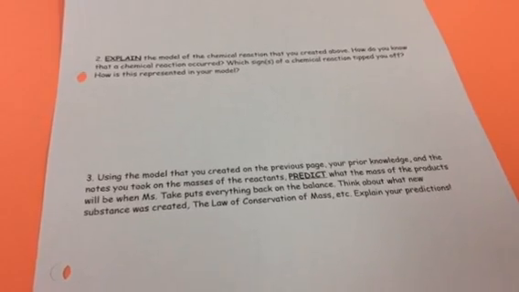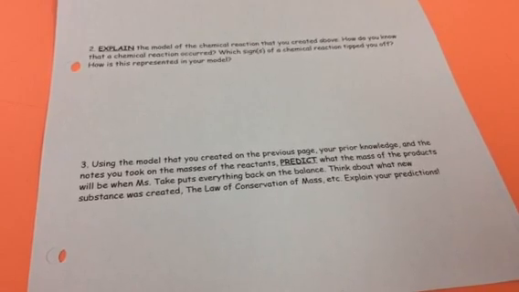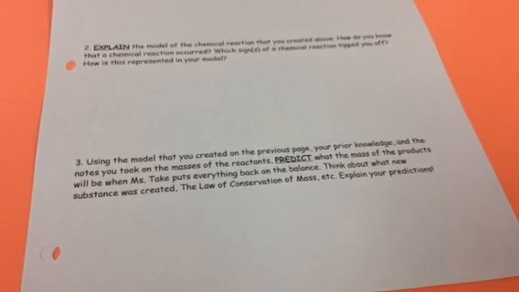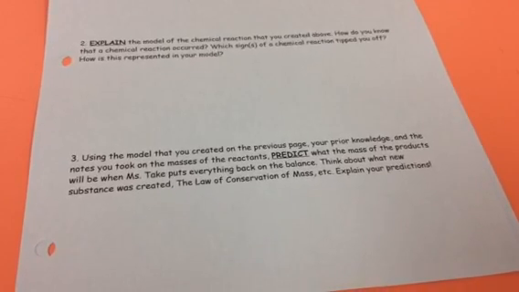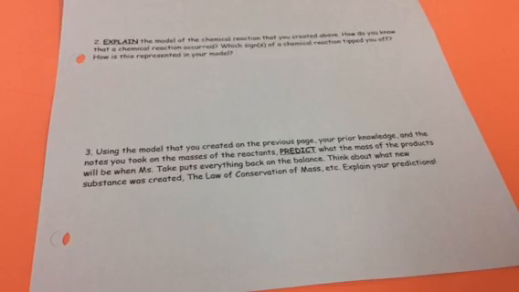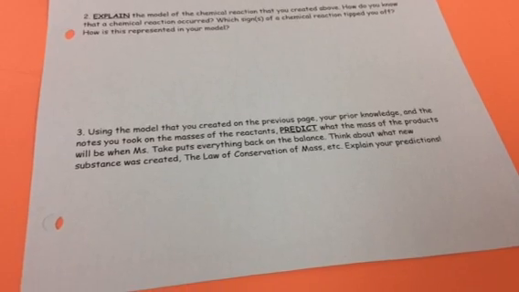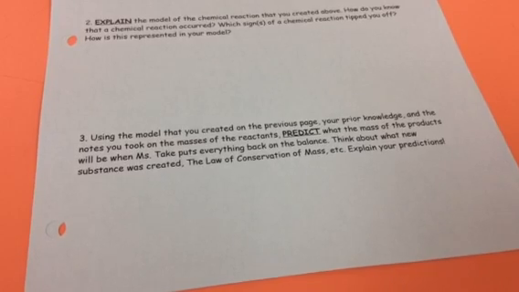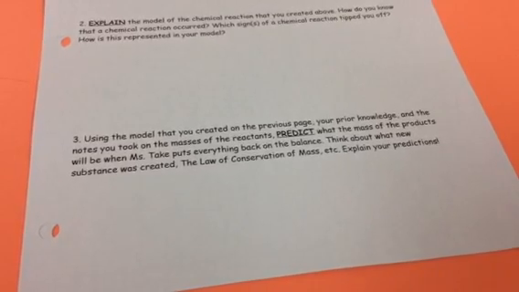Question number 3 says, using the model you just created, your prior knowledge, and the notes you took on the masses of the reactants, you need to predict what the mass of the products will be when I put everything back on the balance. Think about what was created, what the law of conservation of mass says, and be sure to explain your prediction. Remember, yesterday we talked about the fact that predict means you got to make a guess, but we're not just picking a number out of thin air. You're using what the law of conservation of mass says, as well as the other information that you have, to make an educated guess that you can actually explain to me.